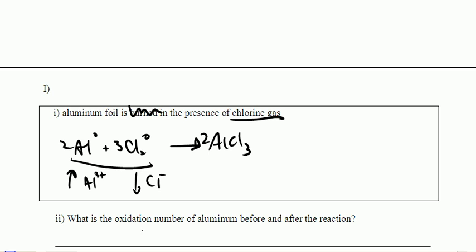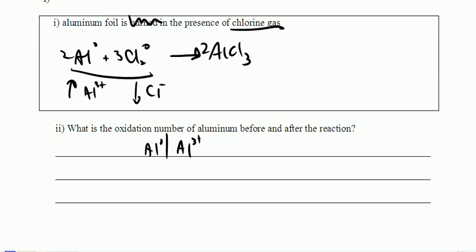Okay, before Al was 0, and after Al was 3+. So Al was oxidized. It is the reducing agent.